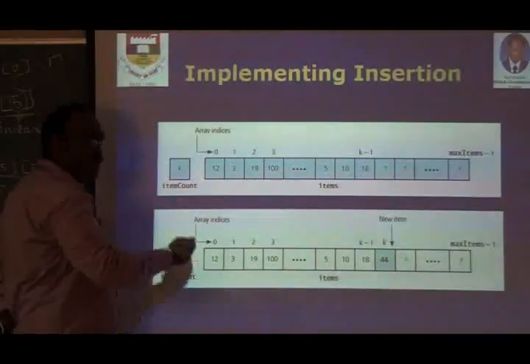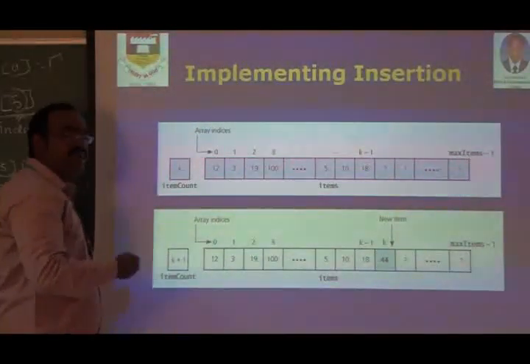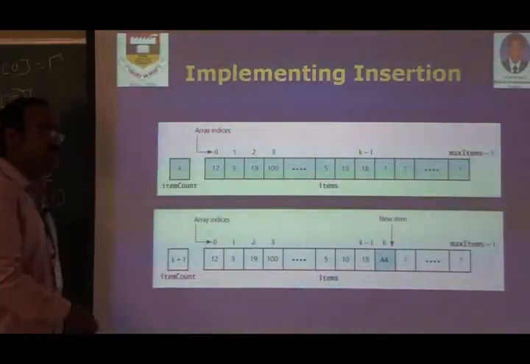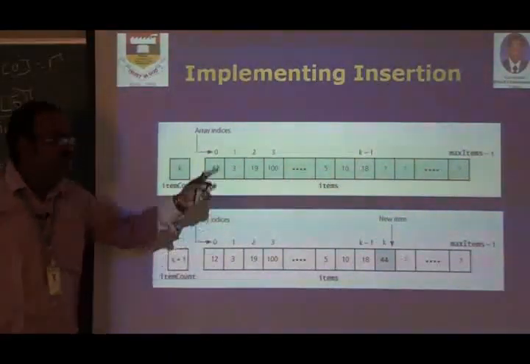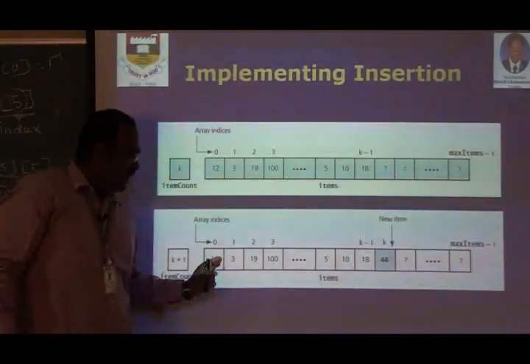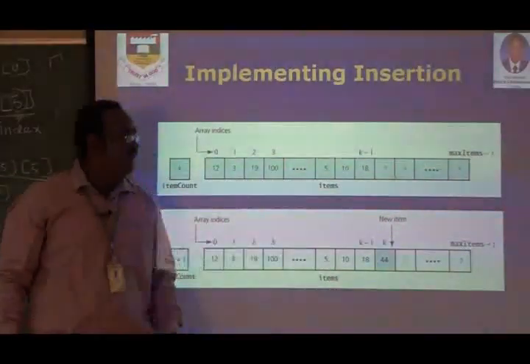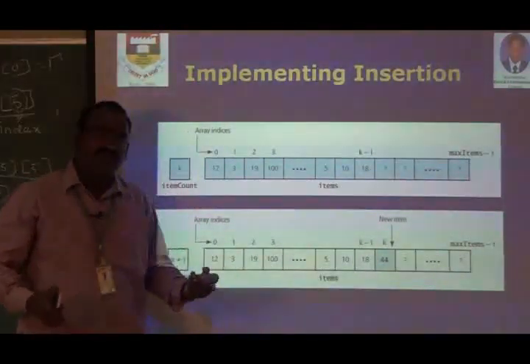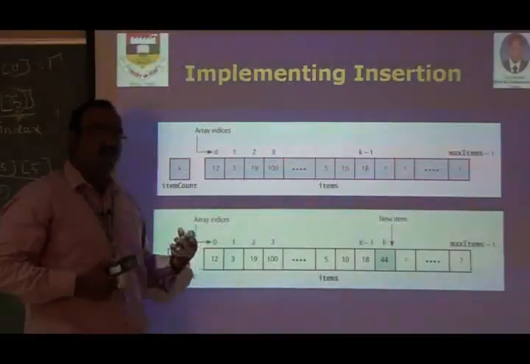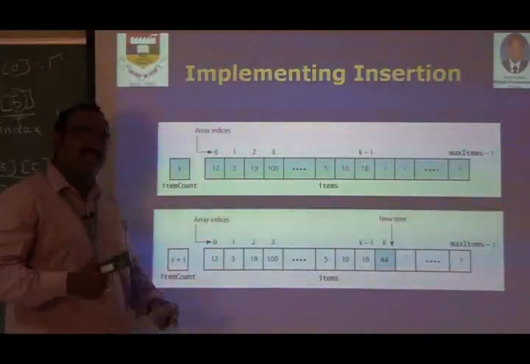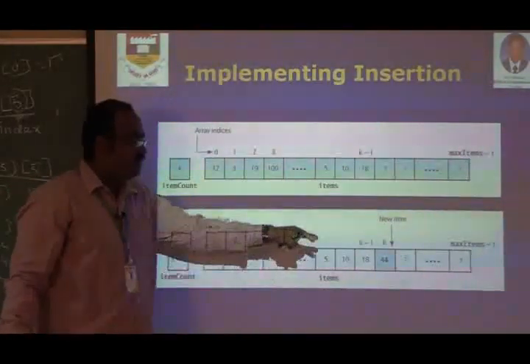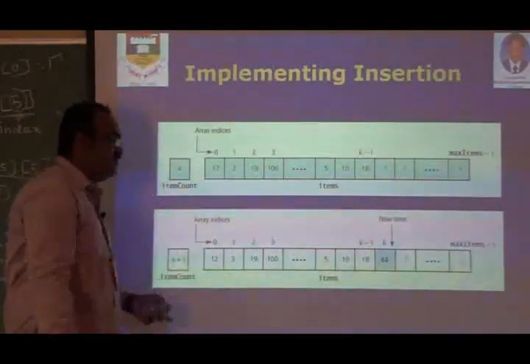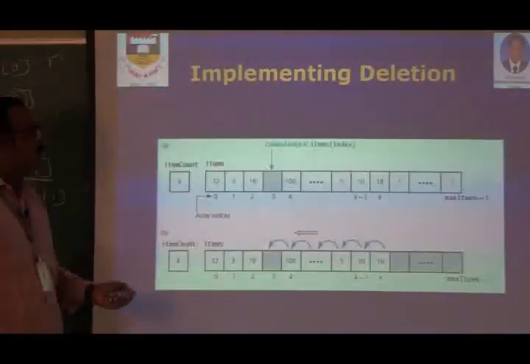So what has happened? We are always inserting at the end, since you are not given the position. Understand? When you are not given the position for the particular element, say the list is 12, 3, 19, 100, and now you are going to insert 44 without specifying the position. What happens? The array automatically inserts the element at the last position. Since we insert at the last position, there is no need to move the elements. Then the item count is incremented to k plus 1.